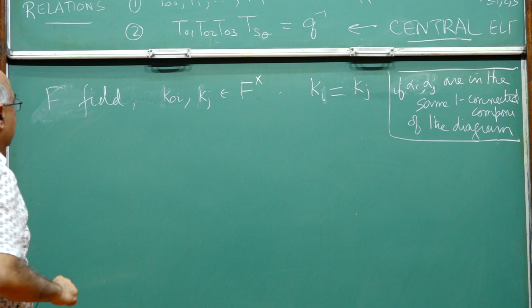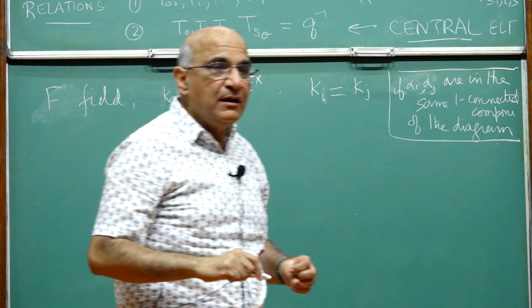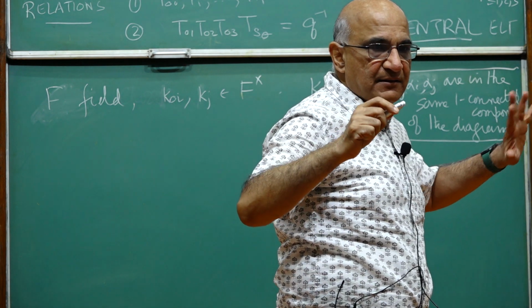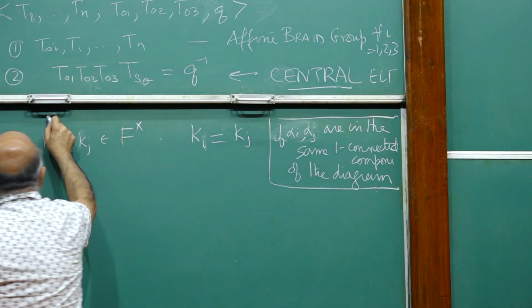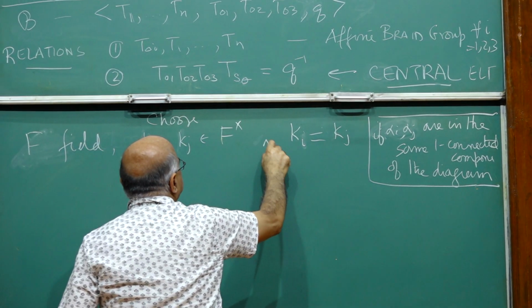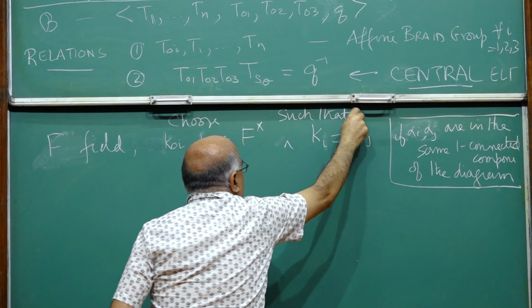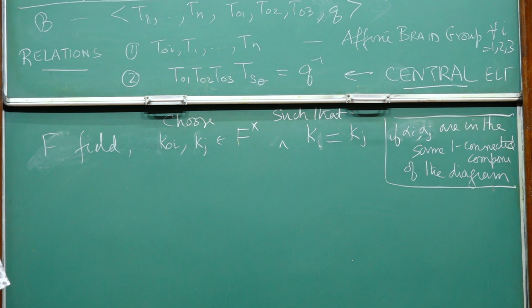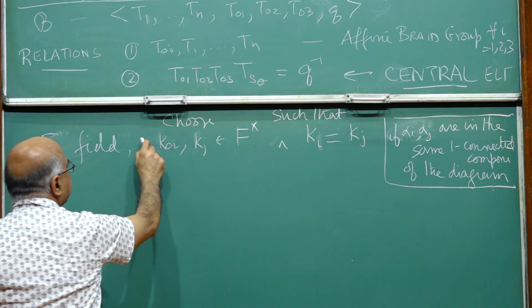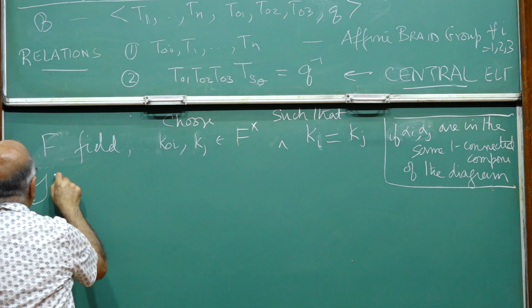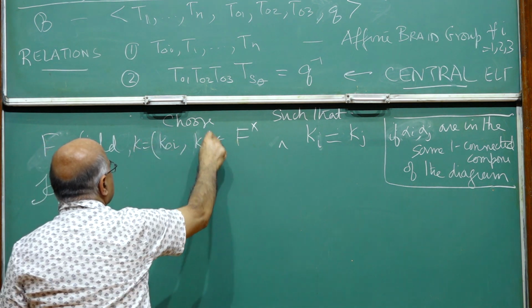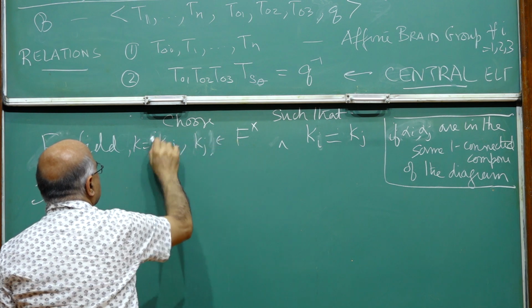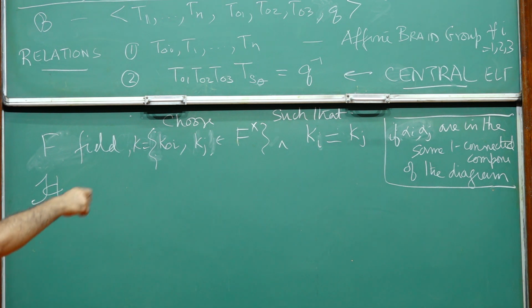Okay. There are some invertible elements in some field with this restriction. Maybe I should write choose such that. Pick a field, pick parameters in the field, invertible things. And let's call this whole collection K. So then I can define H_K. So K is this set of parameters.